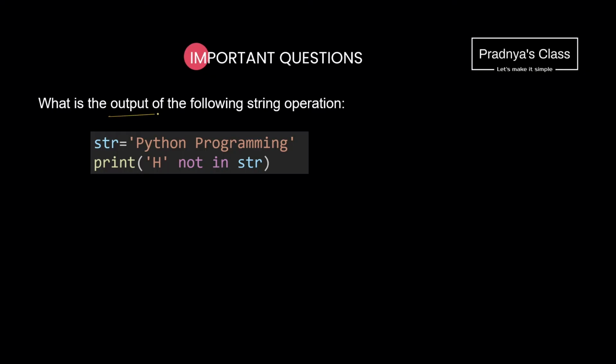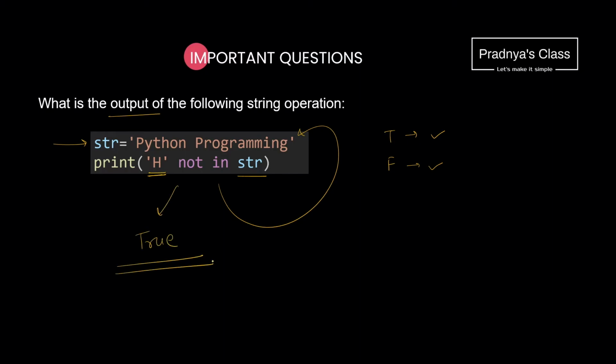Let's read the next question. We need to guess the output. Here is one string and with print statement we are using a membership operator on the string. H not in str. Look at the string. We don't have this character H in the string. And not in operator returns the result in the form of true or false. If the given character is not present in the string, it will return true, otherwise it will return false. Here it is not present, that's why the output will be true.